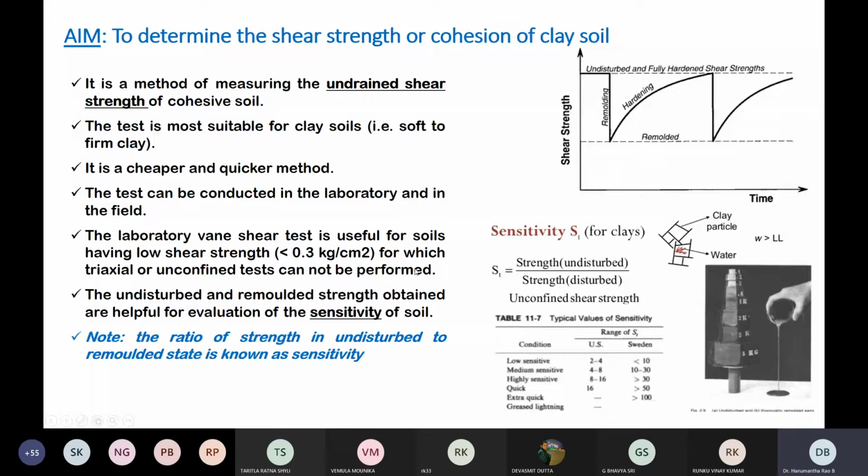One particular usefulness of the vane shear test is when the soils are too soft, where it is practically impossible to collect the soils and conduct any kind of triaxial testing in the laboratory. In those situations, the vane shear test is conducted. Second thing, just imagine it is practically not always possible to collect a soil sample from the field. Just imagine you want to collect a soft clay.